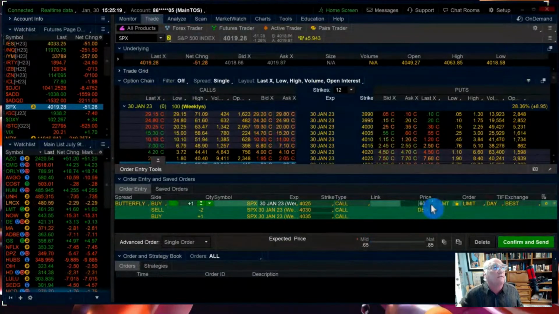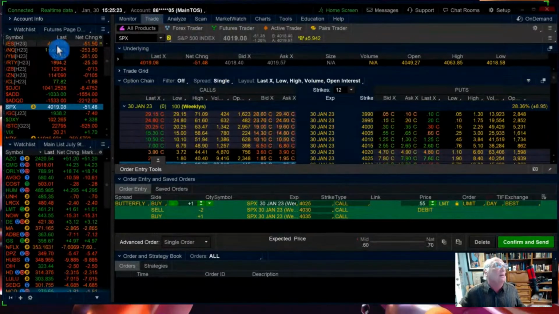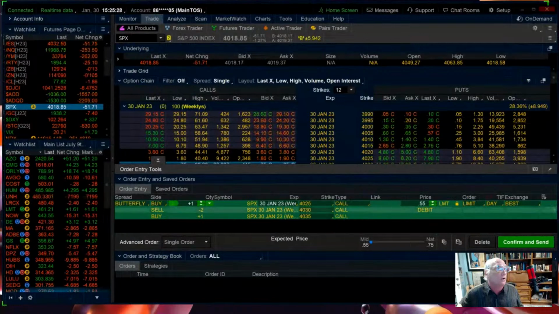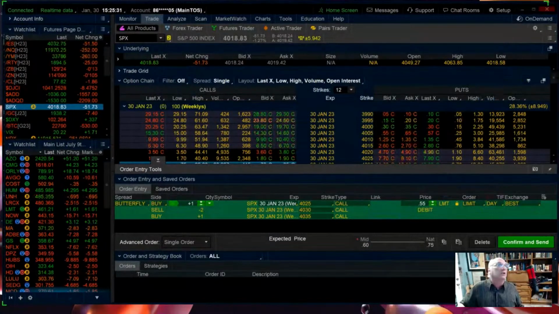So I'd rather do this at 55 cents. But if this is all of a sudden down 60, remember, I'm already long in a way. So here you go. I'll just post this. I have not done it yet. I think this is a good risk reward, though.